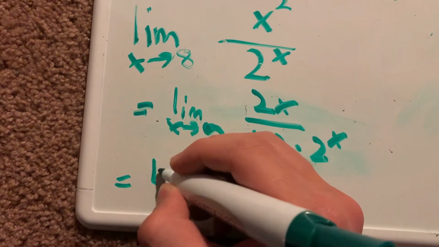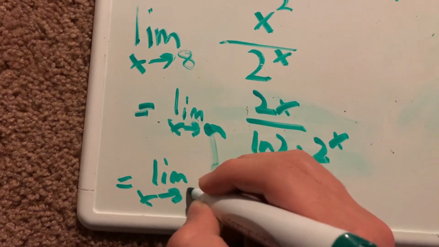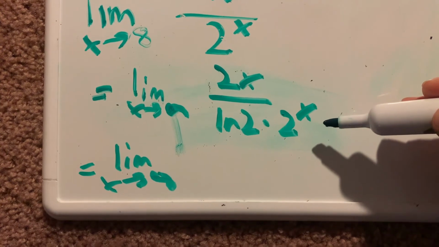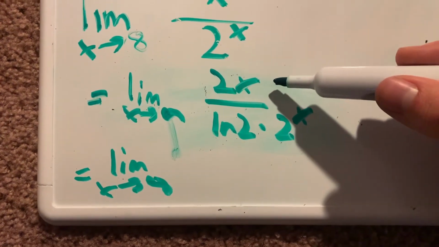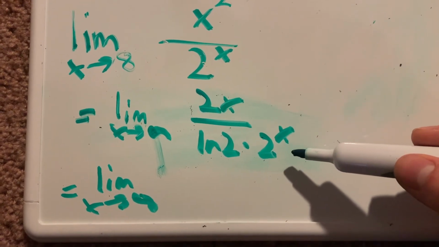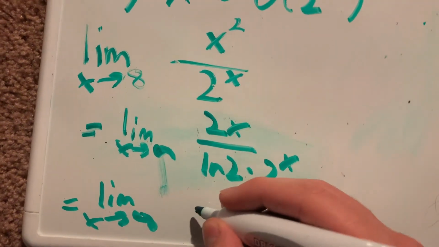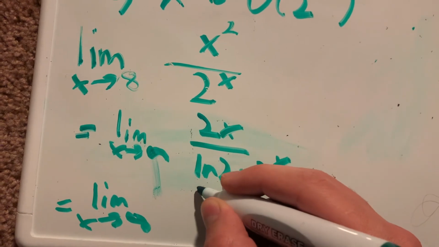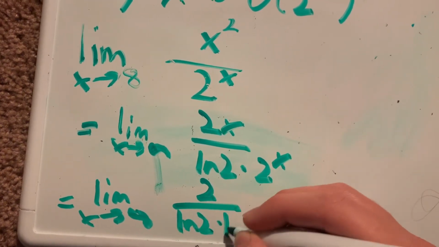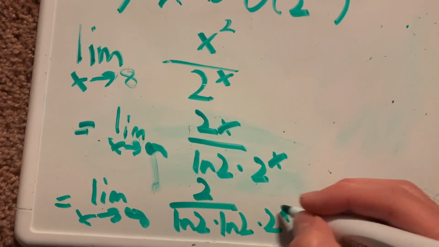This is equal to the limit of x to infinity. Again, we apply the same limit rule because we're not done yet. We have to simplify this further. We take the derivative of 2x, and we also take the derivative of the natural log of 2 times 2 to the power of x, and we get 2 all over natural log of 2 times the natural log of 2 times 2 to the power of x.